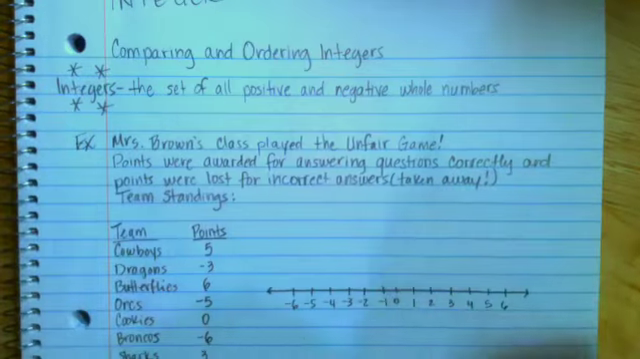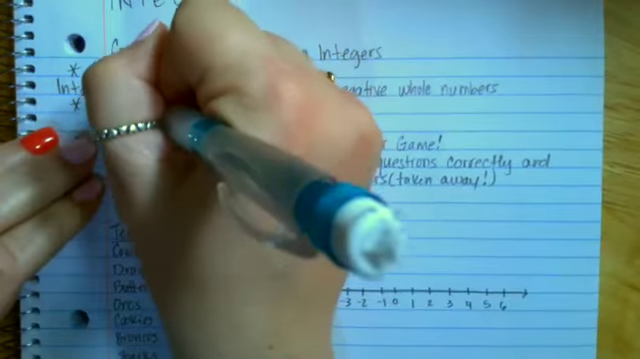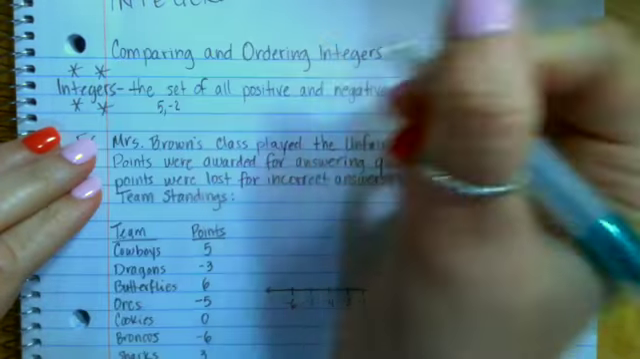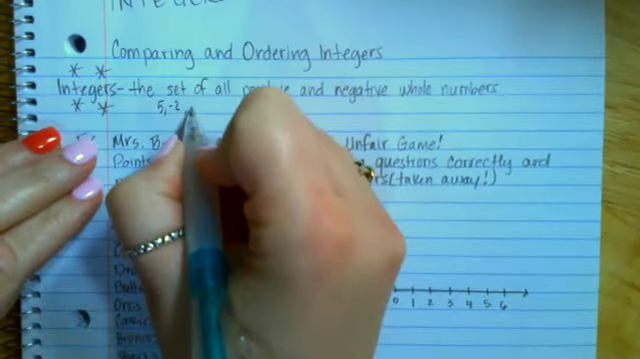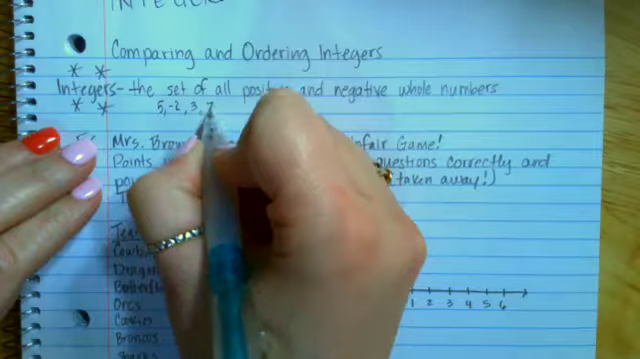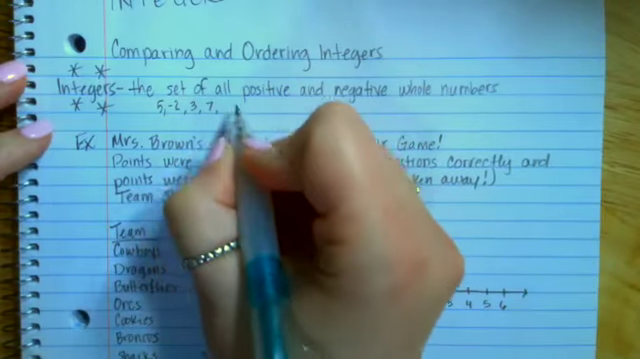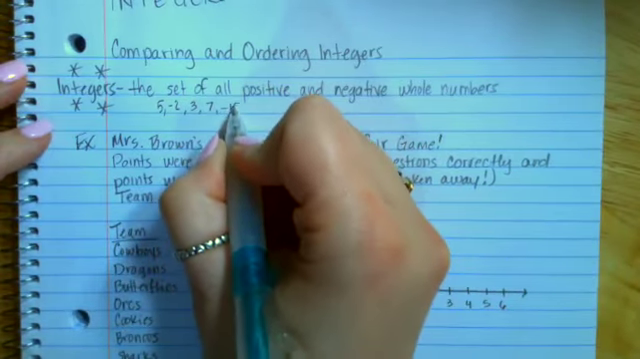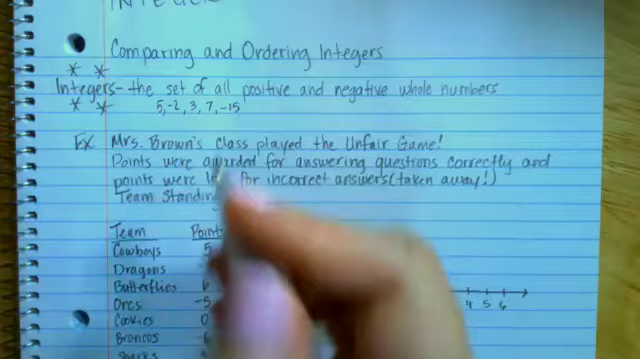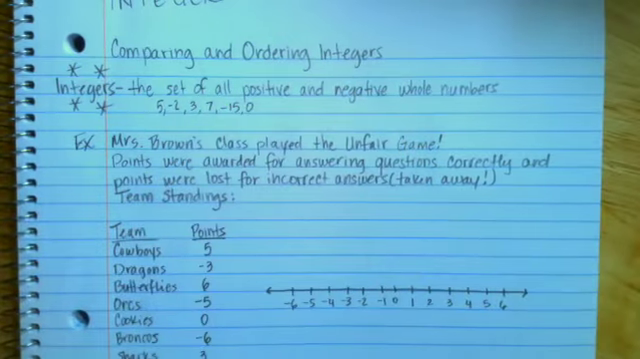So 3, maybe 4 examples. We could have 5. We can have -2. We can have 3. We can have 7. Okay. We can have -15. Okay. All positive and negative whole numbers. Guys, you can even throw in 0. Okay. So there's some examples just to remind you.